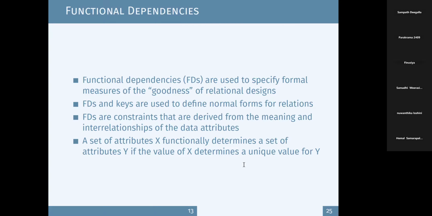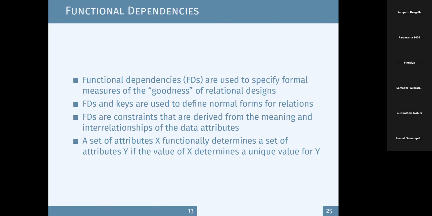Given a city, we can identify a postal code. Every time we have, let's say, Peradeniya, it maps to the postal code 2400. Every time it is Peradeniya, the postcode is 2400, which means that using the city, we can functionally determine the postal code. This is called functional dependency.